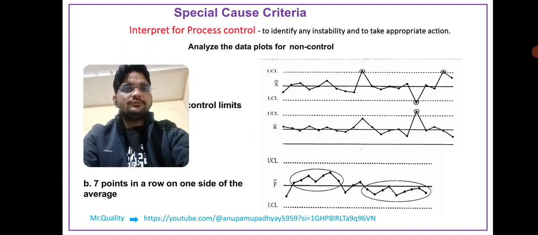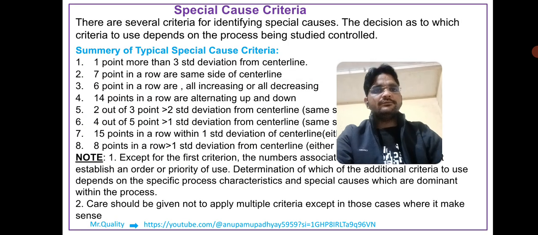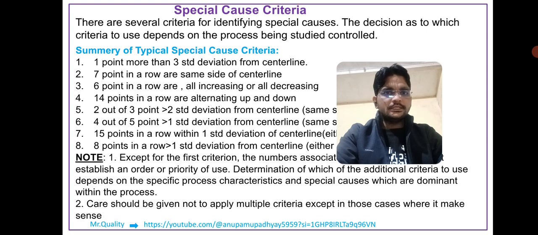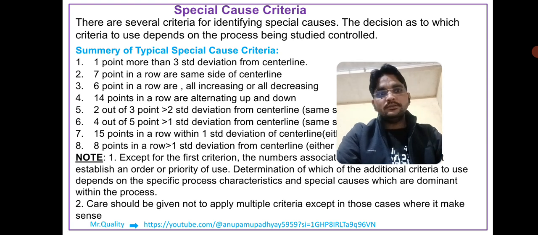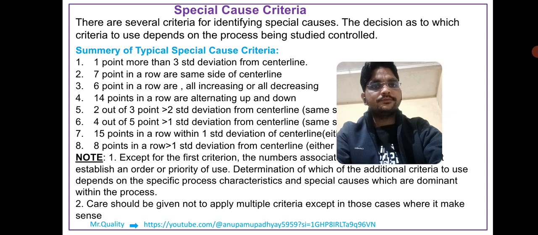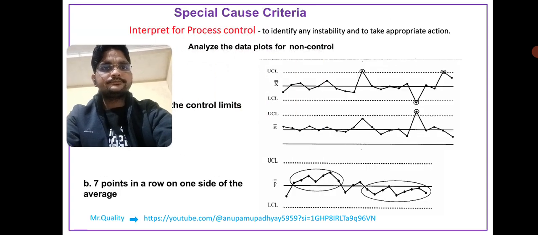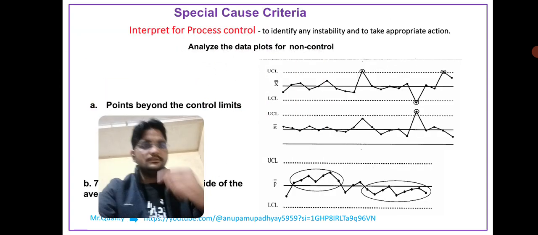What is the first criterion? That is 1 point more than 3 standard deviations. It means no point should be present beyond 3 standard deviations. That is an important special cause criterion.